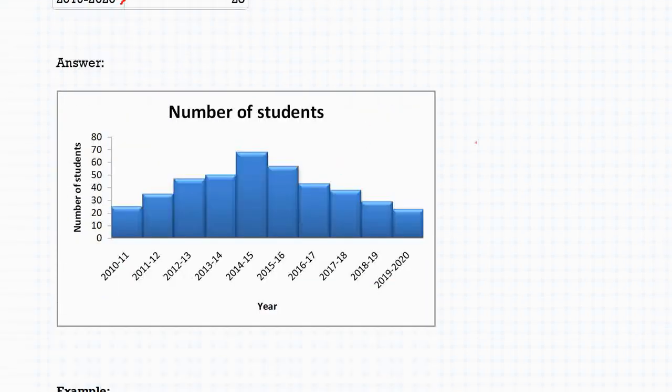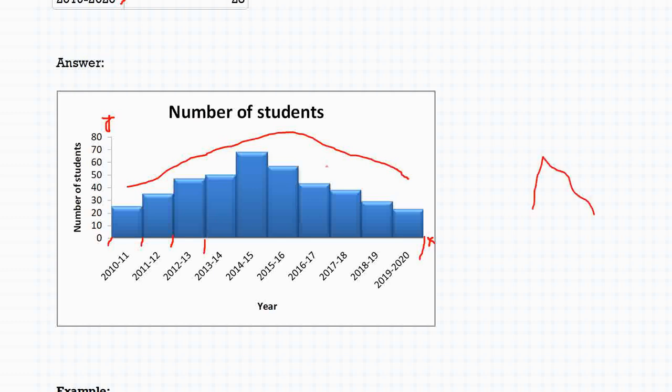First, we need to mark the x-axis and the y-axis. So over here, I'm marking the x-axis and the y-axis. And then we need to label all the points on the x and the y-axis. We can also label these points on the x-axis as 2010 over here, 2011 over here, 2012 over here, 2013 over here, and so on up till 2020 over here. Always remember, the histograms are mostly in the shape of a mountain. If not an equal mountain, at least sometimes they will be like this. So, a very few exceptions are also there for this kind of shape, but mostly it'll be like this.